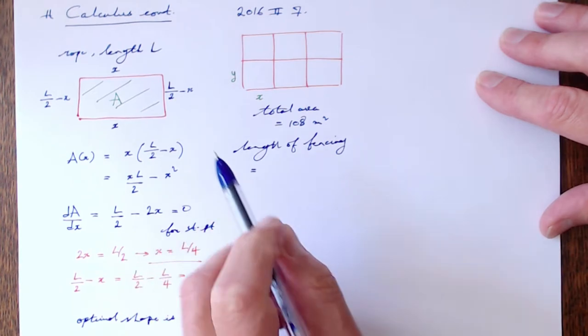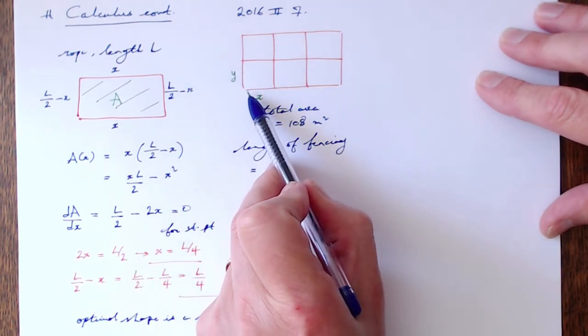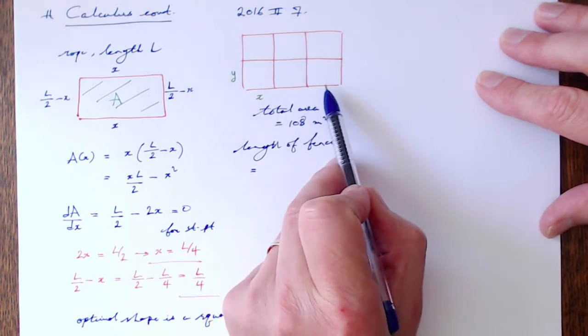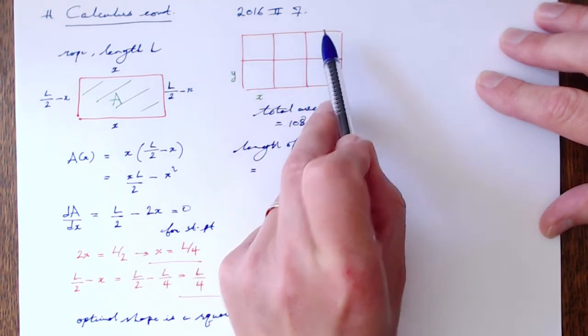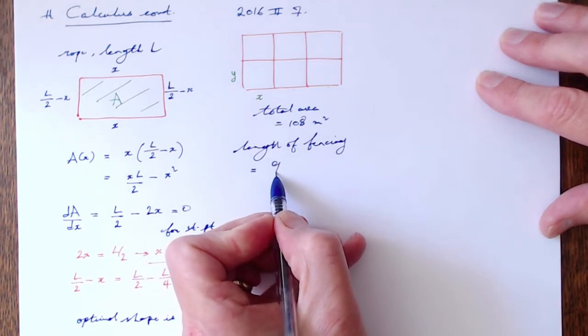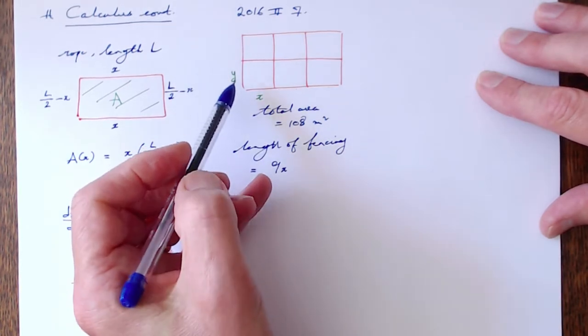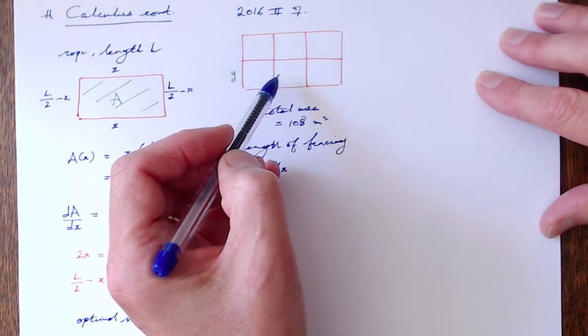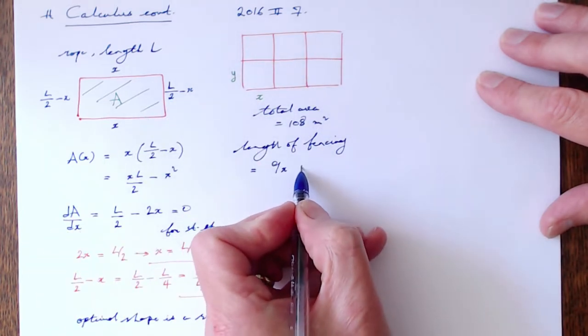is equal to, well, we have these horizontal lengths are x, and we have 1, 2, 3, 4, 5, 6, 7, 8, 9 lots of x, and the vertical lengths are y, and we have 1, 2, 3, 4, 5, 6, 7, 8 lots of y.